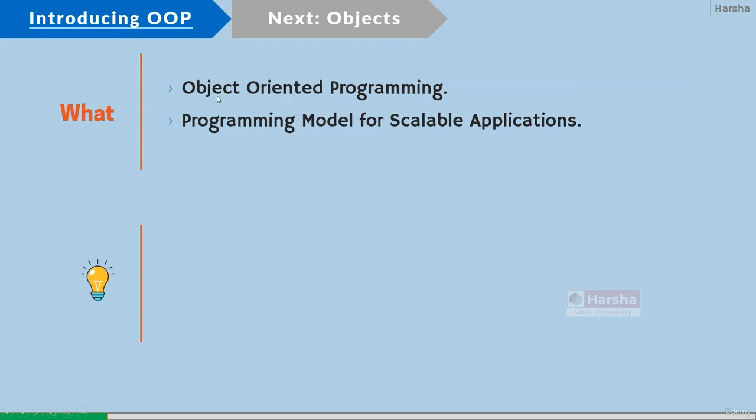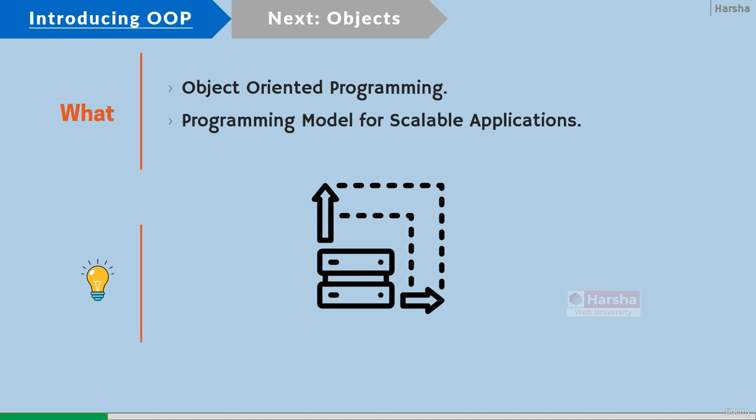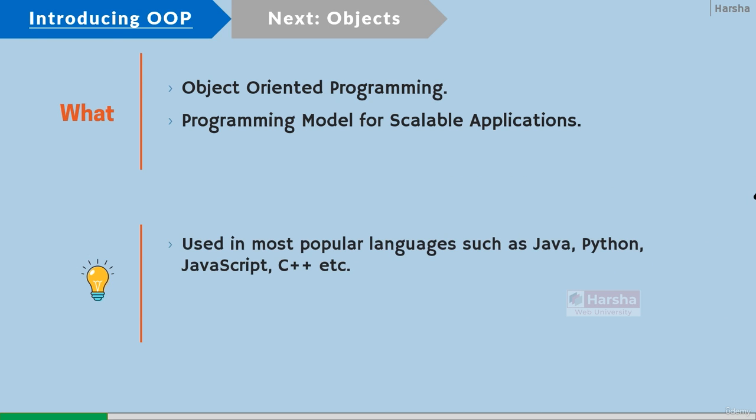So what is object-oriented programming? It is a programming model or programming paradigm which is one of the most popular programming models for scalable applications. The meaning of scalable applications is that object-oriented programming, that is OOP, is a common programming style for smallest and largest applications also. So you need not worry if the requirements change or increase in future.